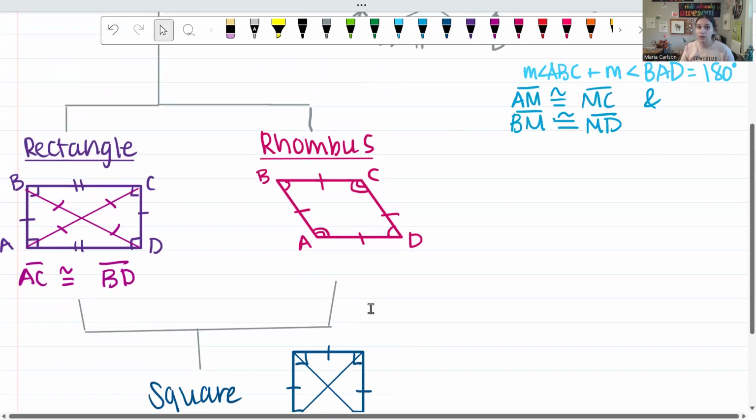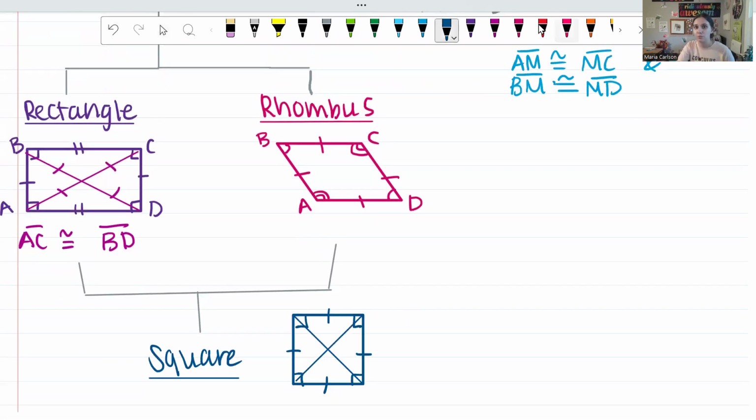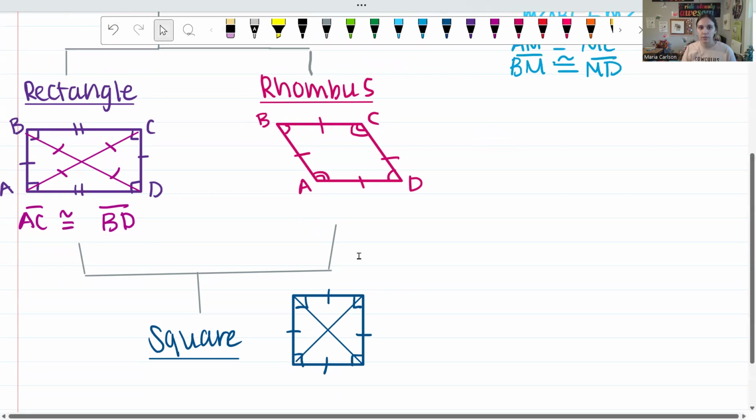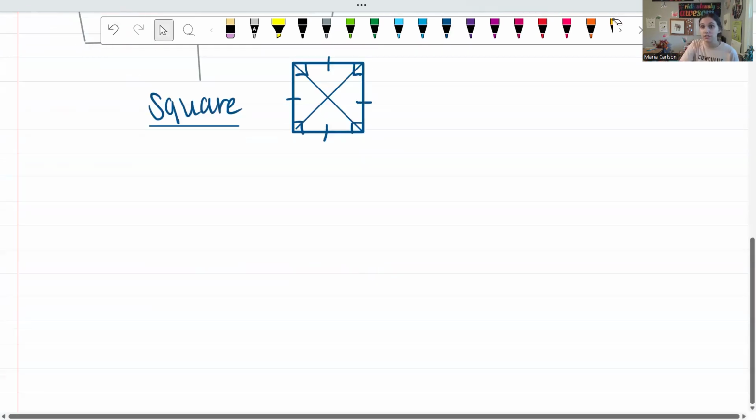And then what else we're going to talk about for rhombuses is true. So let's talk a little bit more about some special rhombus properties. And actually, I'm going to write this down below here. So we're going to dive a little bit deeper into what these unique properties are for a rhombus and a square.